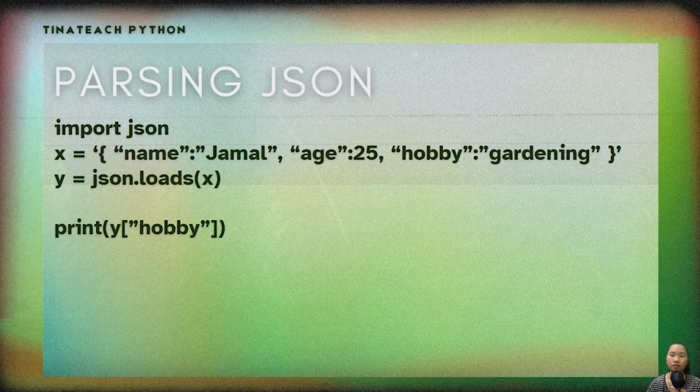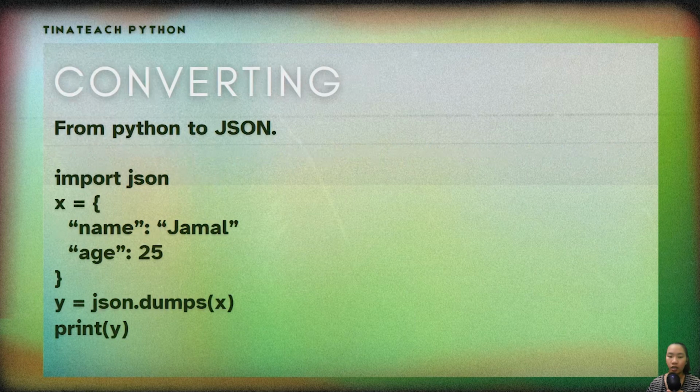Now to the next step, parsing it. Okay, so I have an example over here. First we import json, right? And then I have a variable x, and with x we have a bunch of values for an object. I have name, Jamal, age 25, hobby is gardening. Now if I use the method json.loads(x), it'll parse JSON into Python, okay? And when I print y["hobby"], it will return gardening, okay? Very straightforward, just like that.